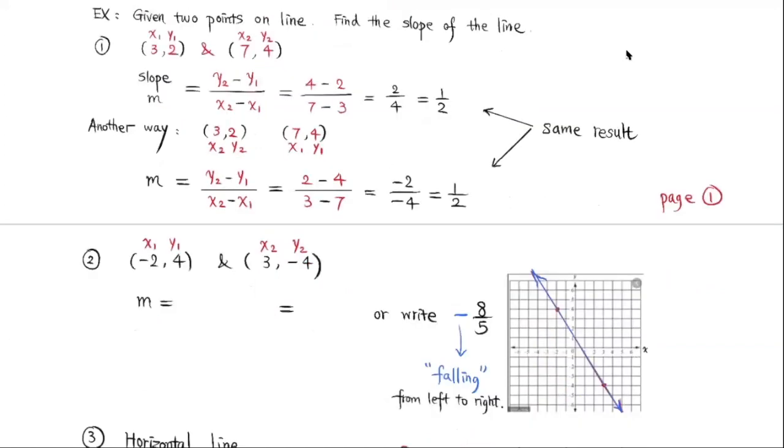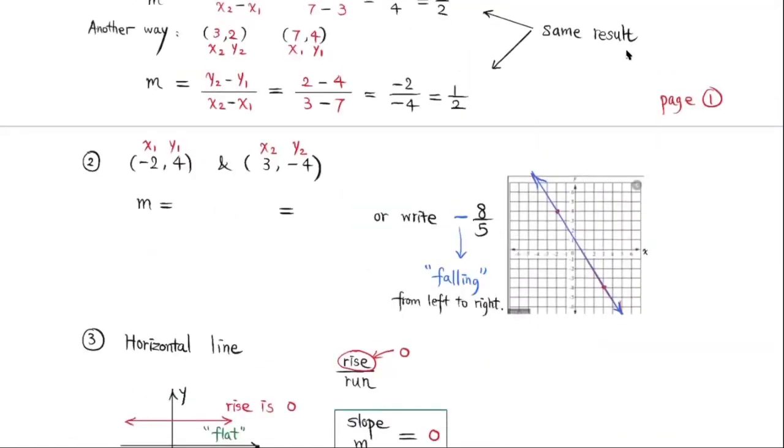Okay, example 2. So again, we're given 2 points on this line right here. We're trying to find the slope for this line that passes through the 2 points. So we're going to use a formula. We're going to have y2 minus y1 over x2 minus x1. Do the calculation. Then this is going to become -8 over +5.